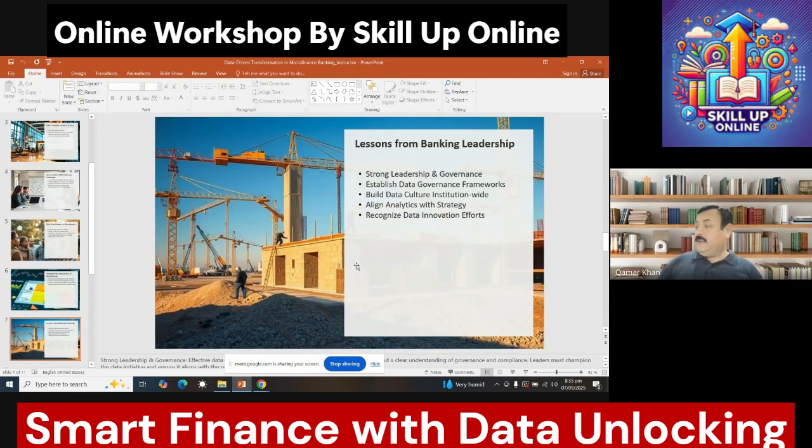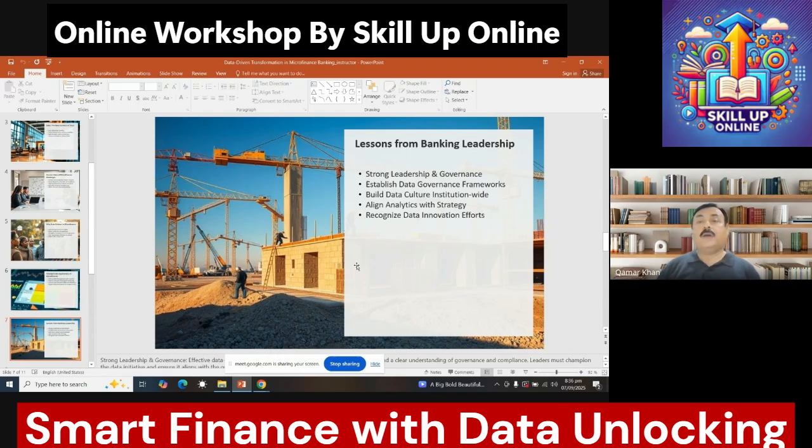Okay. Now we will discuss the lessons from banking leadership. From the viewpoint of the microfinance industry, data transformation is very important for top leadership as well. Why? Because it gives us stronger leadership and governance with the help of a database. The top leadership can make strategies to implement down the line, and in the absence of a good database, they will not be able to do that.